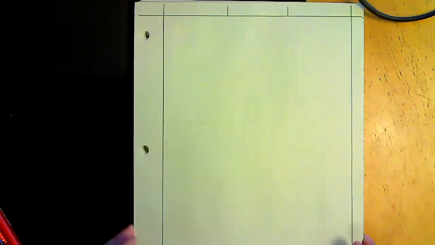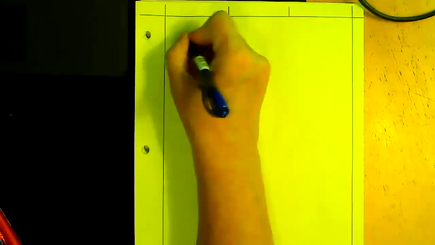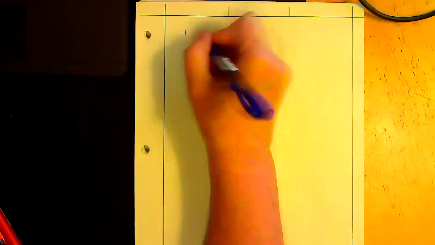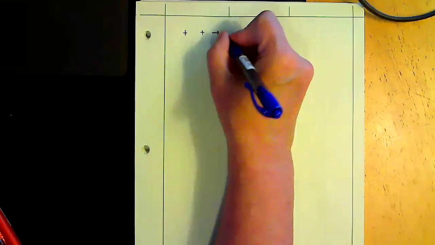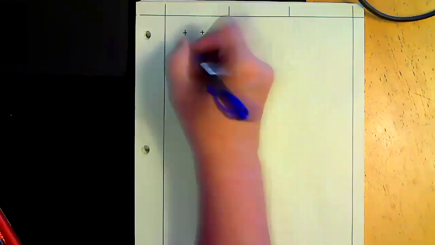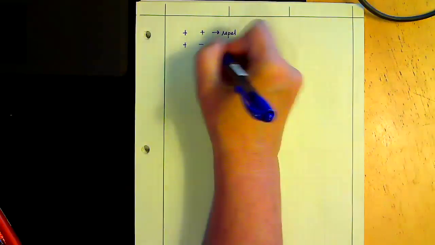So we've finished this chapter now. And I'm going to do a real quick couple of summaries here. One is we deal with charge: like charges are going to repel. Unlike charges are going to attract.